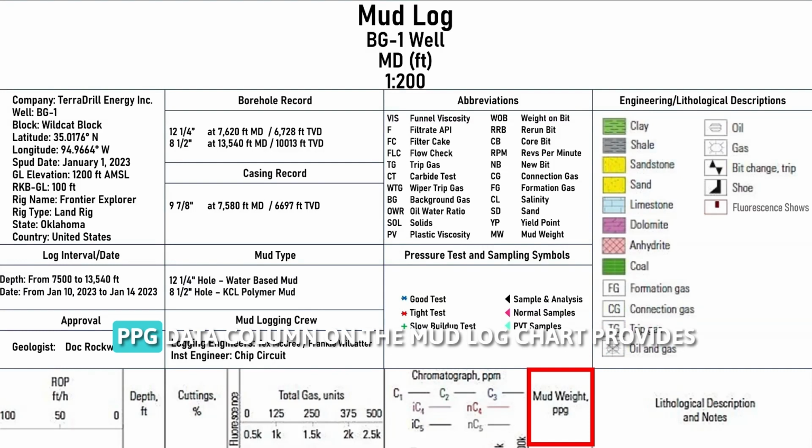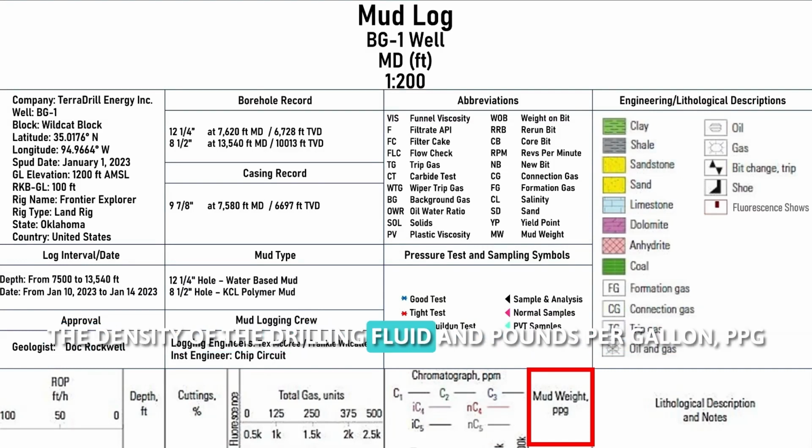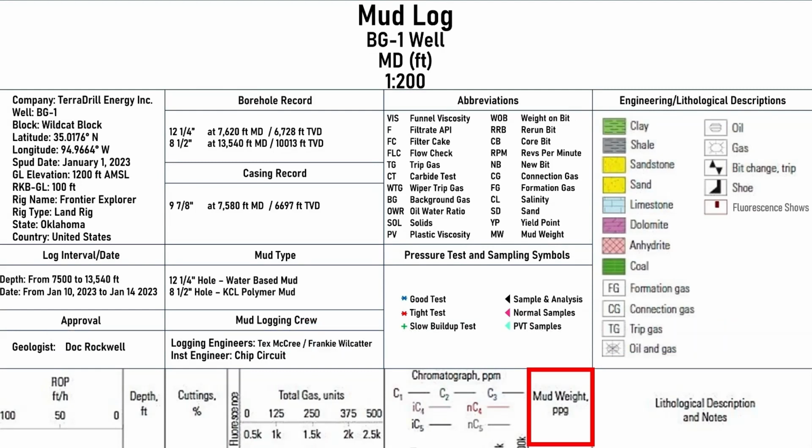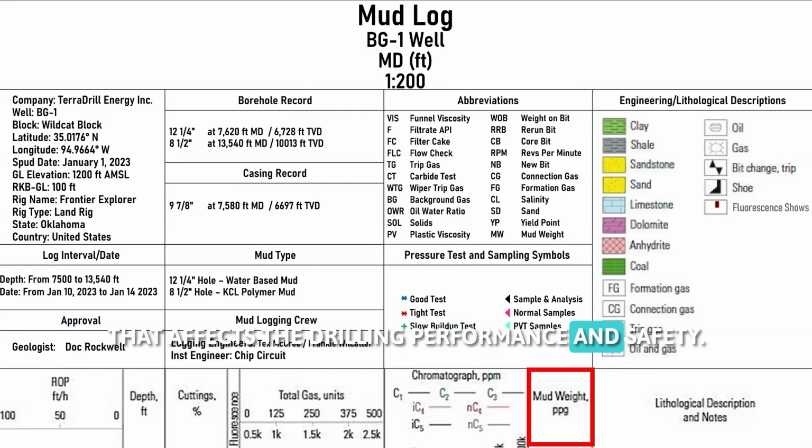The mud weight ppg data column on the mud log chart provides the density of the drilling fluid in pounds per gallon (ppg) at different depths. The drilling fluid, or mud, is used to lubricate the drill bit, carry the cuttings to the surface, and balance the pressure in the wellbore. The mud weight is an important parameter that affects the drilling performance and safety.